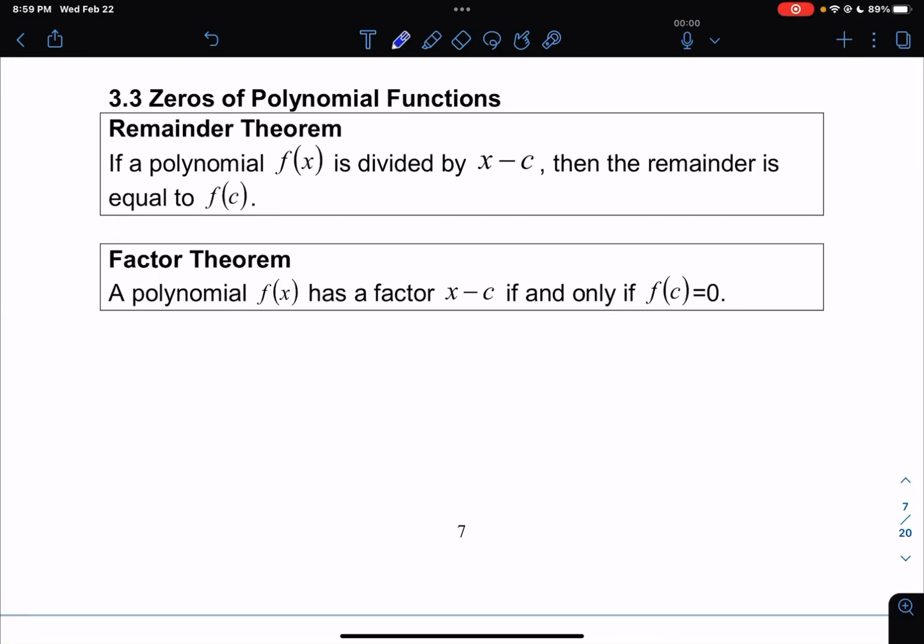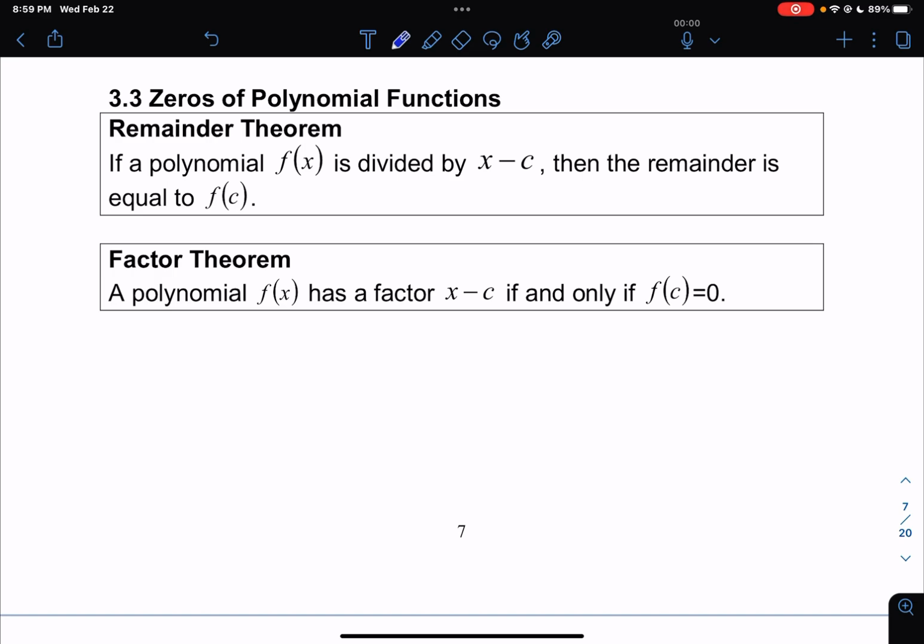In section 3.3, we are looking at zeros of polynomial functions using the remainder theorem, which states that if a polynomial f of x is divided by x minus c, then the remainder is equal to f of c. So this is a way that we can use synthetic division to evaluate polynomials for given values of c.